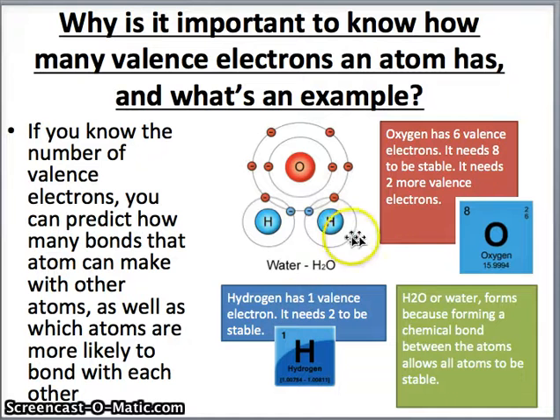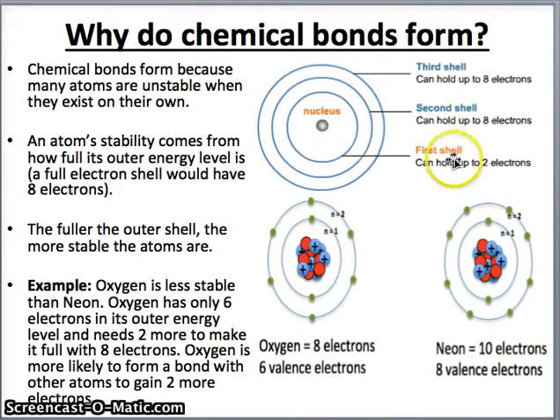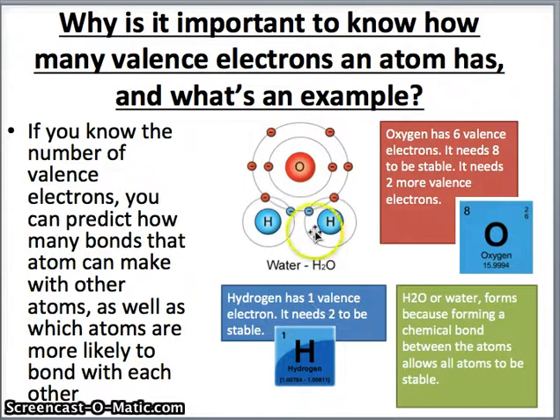So in this example, it got its 2 electrons from hydrogen, because hydrogen only has 1 valence electron, and hydrogen needs 2 to be stable, right? Because look, in the first shell, it has to have 2 electrons for it to be stable. So hydrogen also wants to bond because it only has 1.